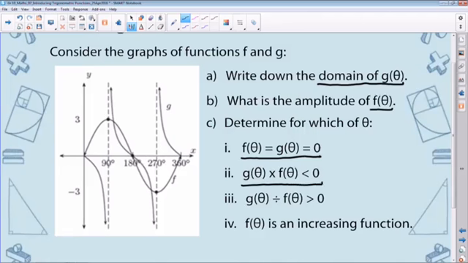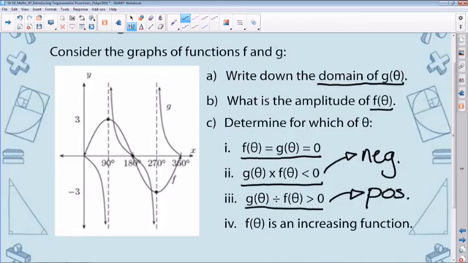And remember, that's a fancy way of saying you're going to get a negative answer when you multiply the 2 values together. And when g divided by f is more than 0, and remember, more than 0 is a fancy way of saying you're going to get a positive value, and where f is an increasing function. Now, let's just highlight for you, f is starting down there, going up to 3, going through 180 and down to -3. That's for f.